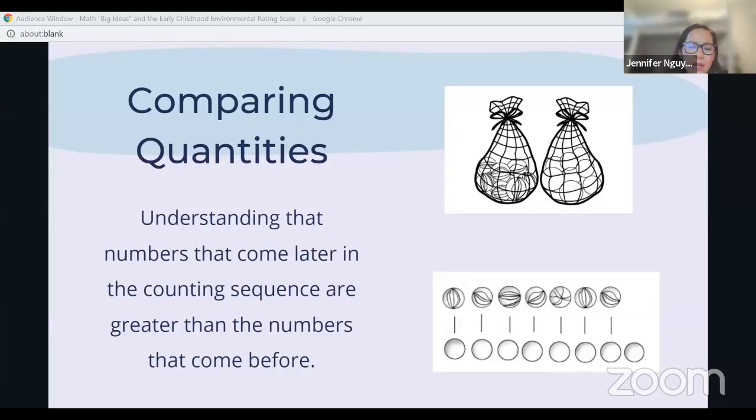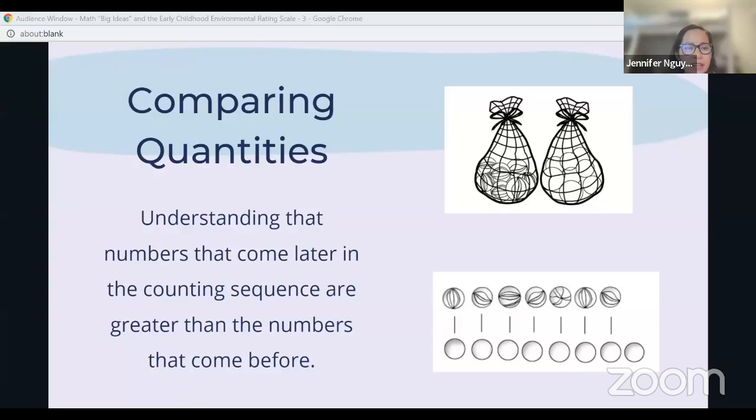Then we ask, are there more plain marbles than striped marbles, or are there more striped marbles than plain marbles, or you can use the word less, however you want to ask the question. But what we're trying to get to is the understanding that numbers that come later in the counting sequence are greater than the numbers that come before. So if you're asking a child to write down 7, there are 7 marbles next to the 7 marble line, and then 8, then they can see that 7 is less than 8.